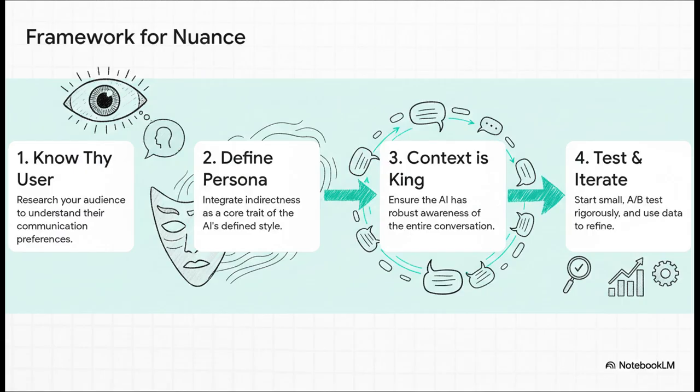First, you have to know your audience. Intimately. Second, you've got to define the AI's core personality so that the subtlety actually feels natural and not just tacked on. Third, context is king. The AI has to understand the entire conversation, not just the last sentence. And finally, and this is so important, don't try to boil the ocean. Start small, test everything, and iterate, iterate, iterate.